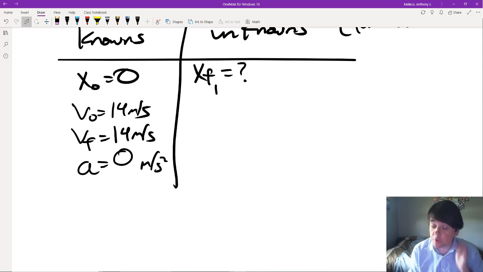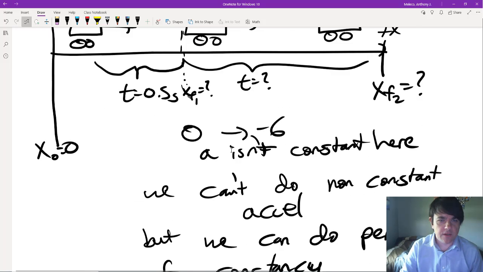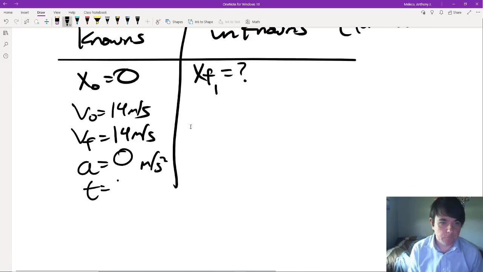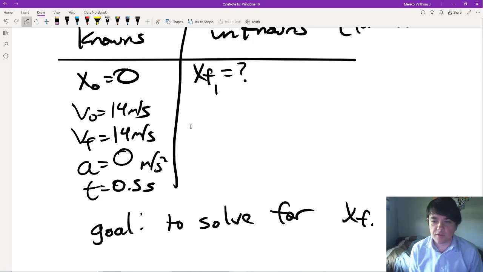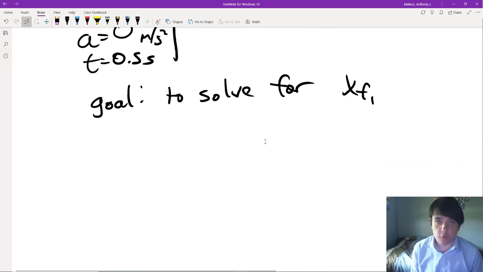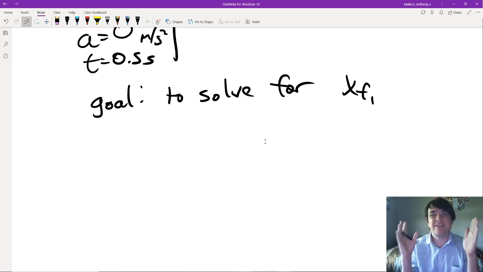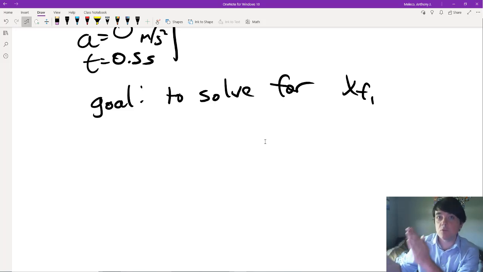Okay? We're also told that our acceleration is 0, which means that these guys are the same. Time, wait, did we know time? Yeah, 0.5 seconds. Good. Okay. So the goal for this section is to solve for x final 1. So let's go ahead and get our first distance before the car starts stopping. We'll have a period where the car isn't braking at all, that reaction time. Then we'll have a distance that it goes while it is slowing down.